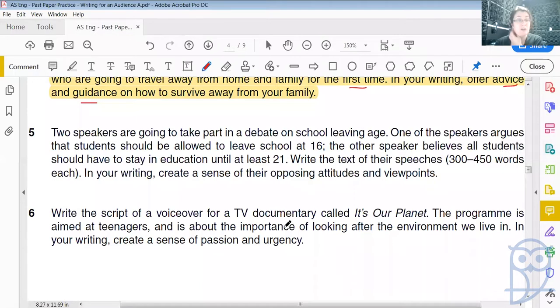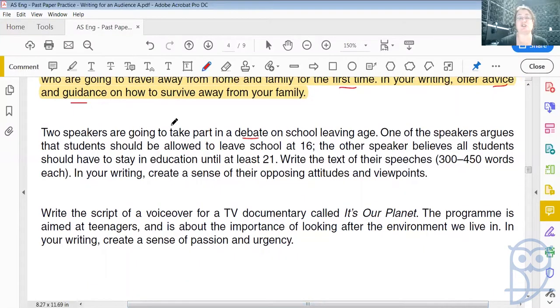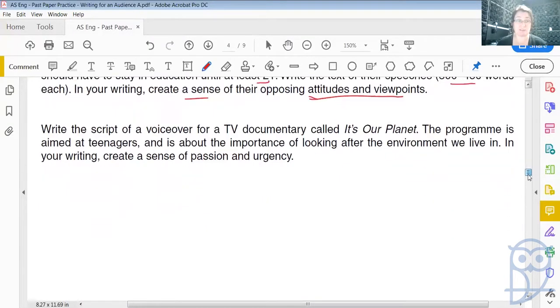This one would be the argument, because we can see it's two speakers. Two speakers are going to take part in a debate on school leaving age. One of the speakers argues that students should be allowed to leave school at 16. The other speaker believes all students should have to stay in education until at least 21. Write the text of their speeches, between 300 and 450 words each, in your writing. Create a sense of their opposing attitudes and viewpoints, okay? So that idea that there are two different speakers arguing two different points must come through. And this is the idea of voice that we've touched on here.